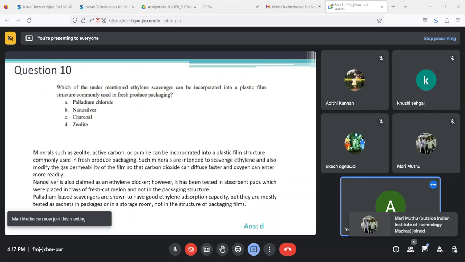Answer is option D. Charcoal, as you would have known, is actually used directly as a particle that will absorb all the ethylene. It cannot be used in a plastic film. So zeolite is the only thing that can be incorporated as a film, whereas the rest of them can be used as an absorbent pad or a sachet. So the answer is option D. Hope this is clear.